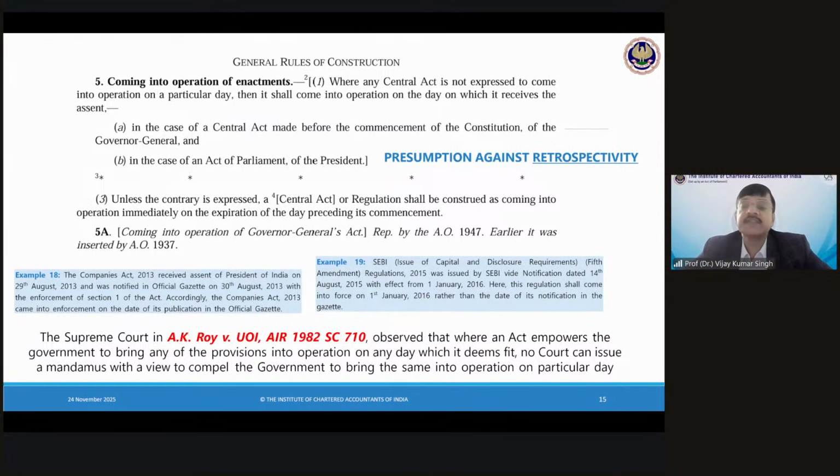The SEBI Issue of Capital and Disclosure Requirements 5th Amendment Regulation 2015 was issued by SEBI vide notification dated 14th August 2015 with effect from 1st January 2016. So you can see here, this was a prospective application. Though it was notified on 14th August 2015, it itself said that the law will come into force on 1st of January 2016. Here, this regulation came into force on 1st of January 2016 rather than the date of its notification in the Gazette. So you have to see, contrary to the provision, if there is something which is mentioned clearly, then that will take precedence over something which is not mentioned.